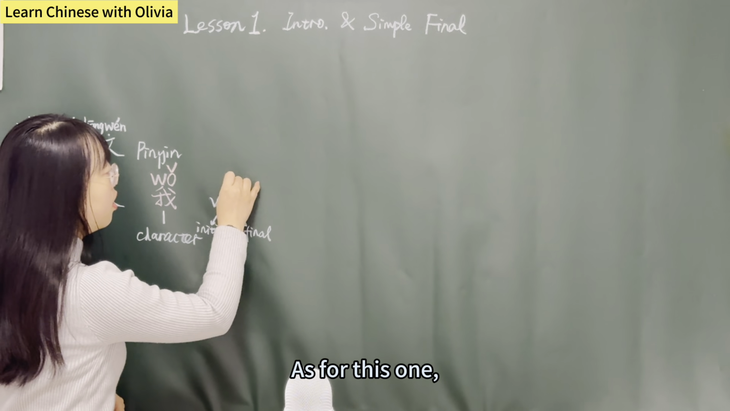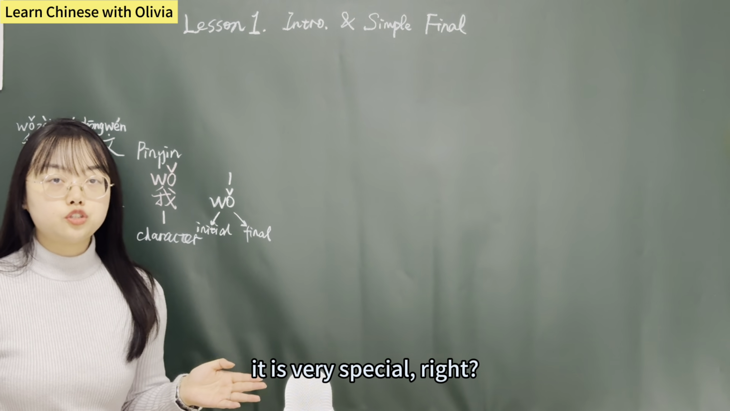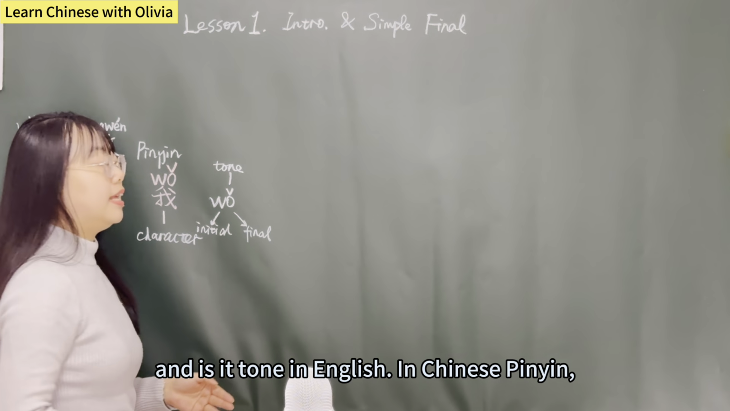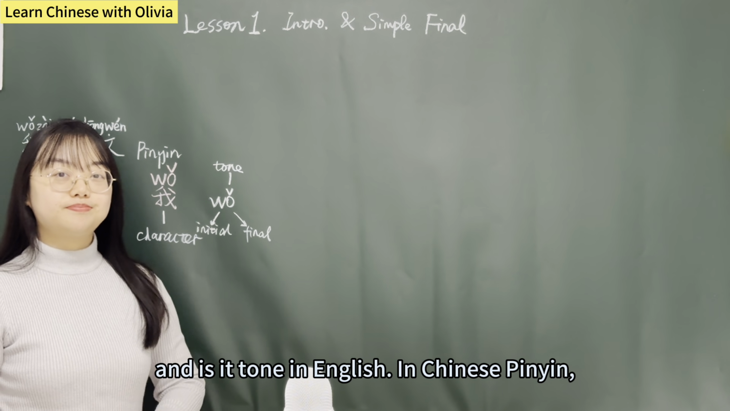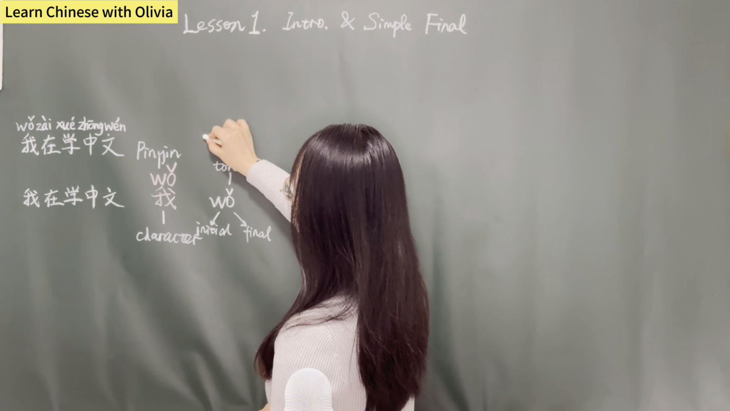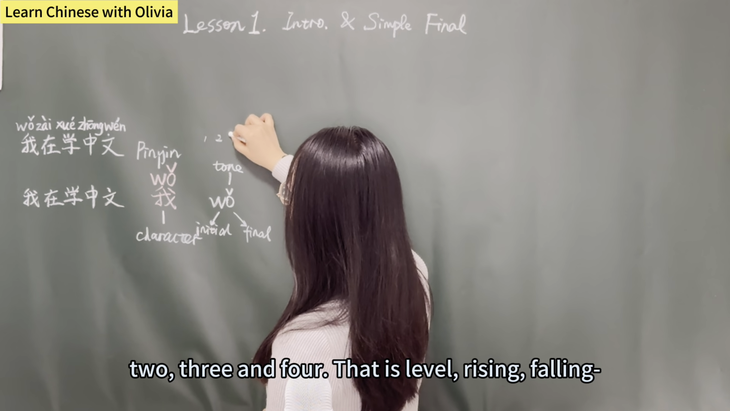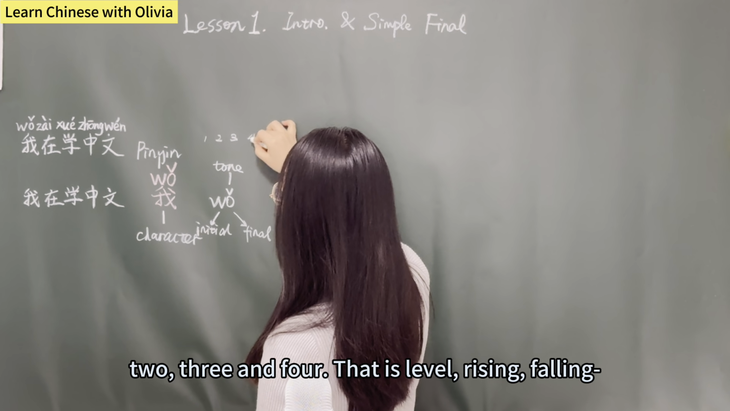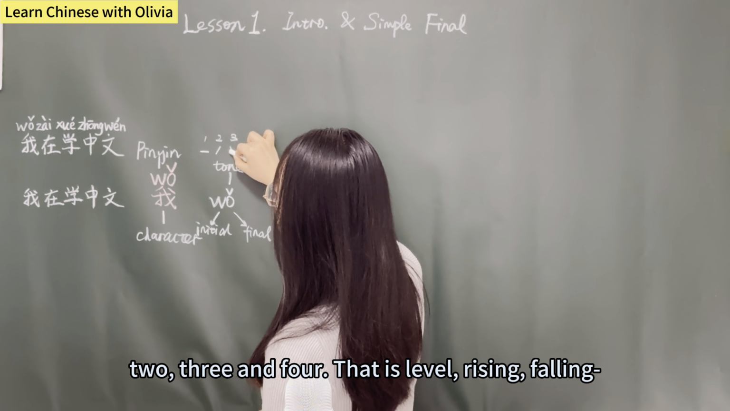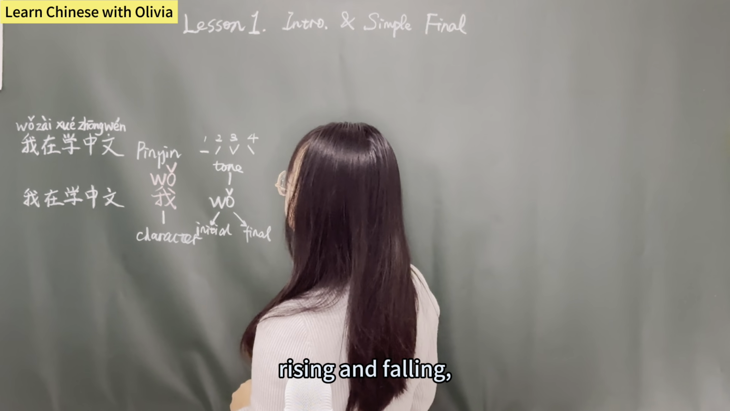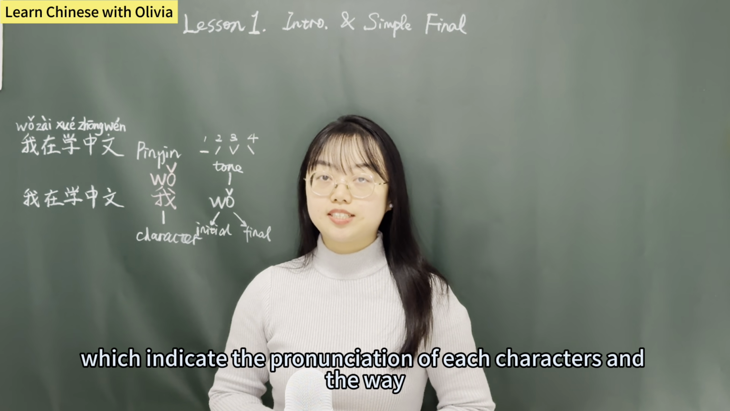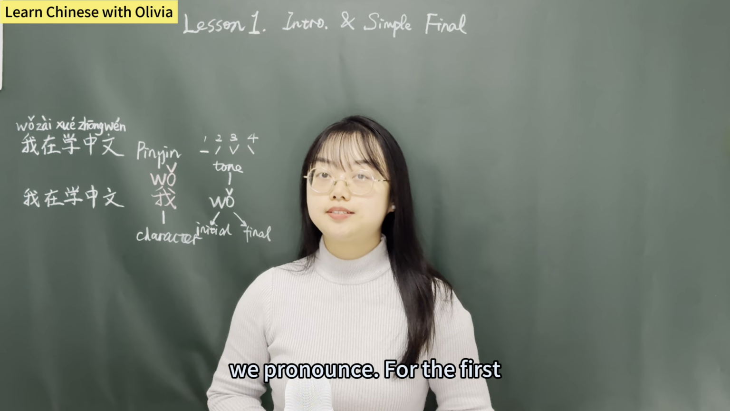And for this one, it is very special, right? We call it 声调, and it's a tone in English. In Chinese Pinyin, there are 4 tones. 1, 2, 3, and 4. That is level, rising, falling, and falling, which indicate the pronunciation of each character and the way we pronounce it.